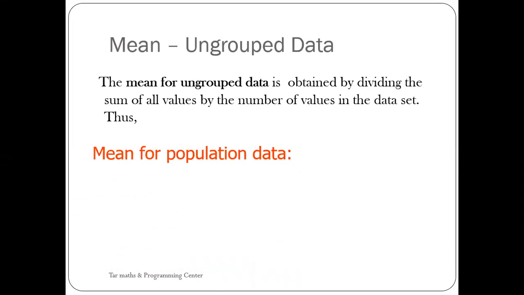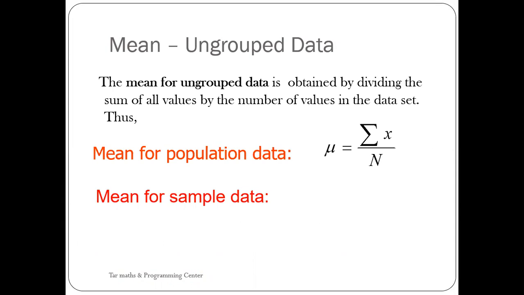For ungrouped data, we have the population mean and the sample mean. The population mean is calculated by using the population parameter mu. Mu equals summation of x on n. Then we have the sample mean, x bar, equals summation of x on n. Mu here is the population mean, x is the sample value, and n is the number of values. X bar is the sample mean.